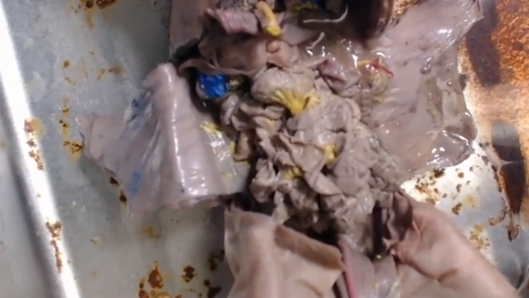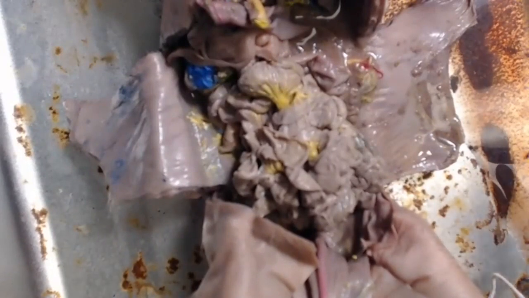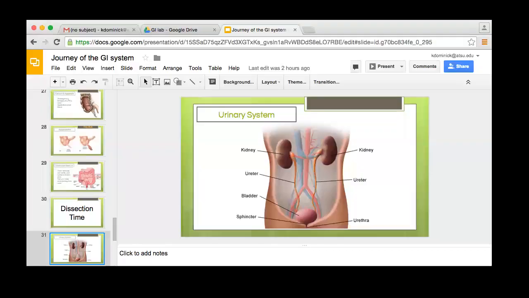So we're going to pause our dissection right here, and we're going to go into the urinary system. We got a short slideshow presentation that Katie's going to take us through, and then we will finish our dissection with the urinary system and anything extra that you guys want to look at. Do we have any questions so far? Everyone doing good? Okay. I hope that's a yes.